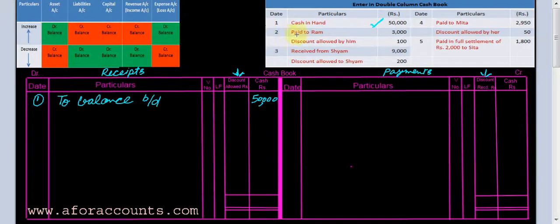Now, the second entry. Paid to Ram 3000. Discount allowed by him 100. Discount is to be recorded separately. We have a discount column, and whatever is the payment is to be recorded in the cash column. What will be the journal entry? Paid to Ram. Ram account debit to cash, to discount. So in the cash book, I will not write "to cash, to discount." Ram account debit.